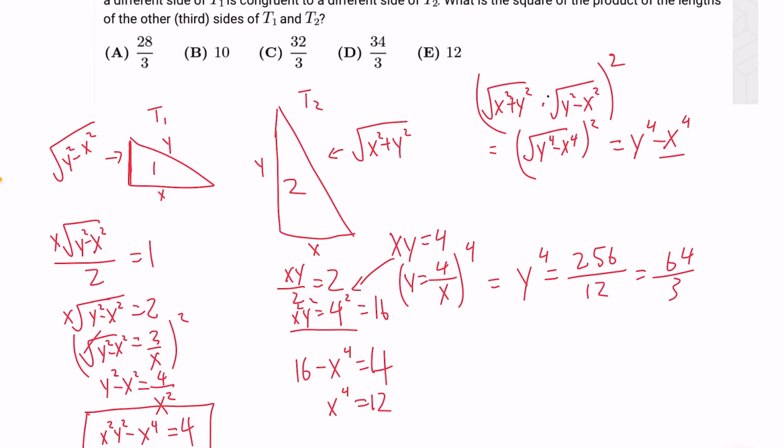So basically, what we get is y to the fourth minus x to the fourth, which is 64 over 3 minus 12. And this would give us 28 over 3. So the answer is A, 28 over 3.